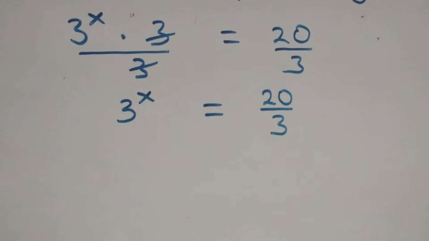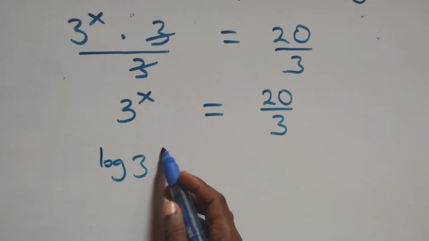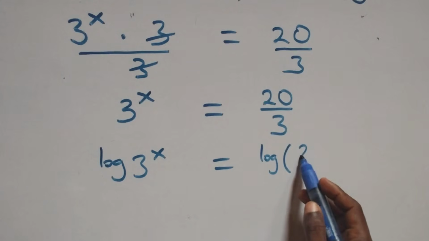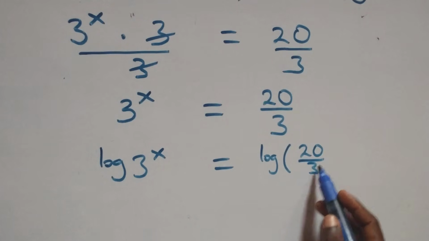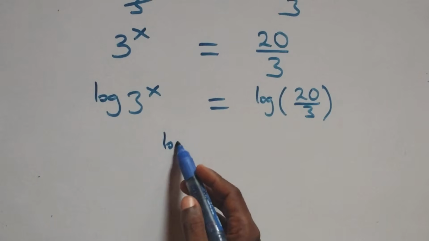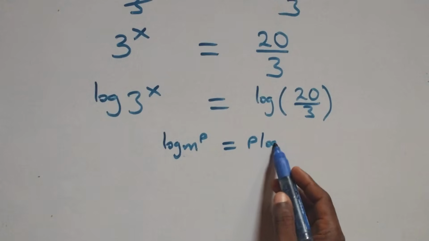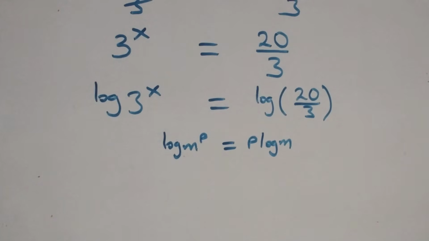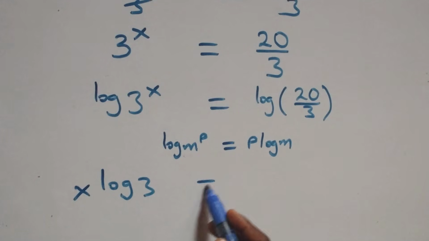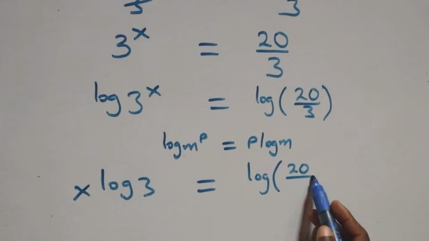The next step, take the log on both sides. That is, we have log 3 raised to power x equals log 20 over 3. The next step, we apply the power law of logarithm. When we have log m raised to power p, it is the same thing as p log m. Thus we have x log 3 equals log 20 over 3.